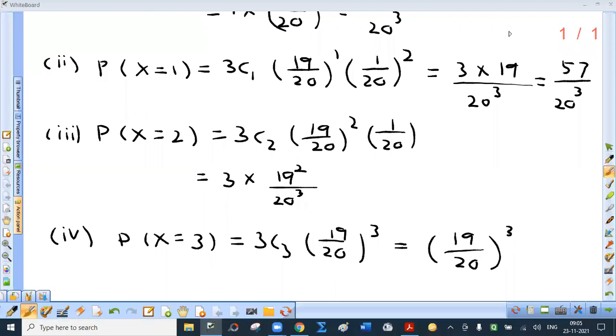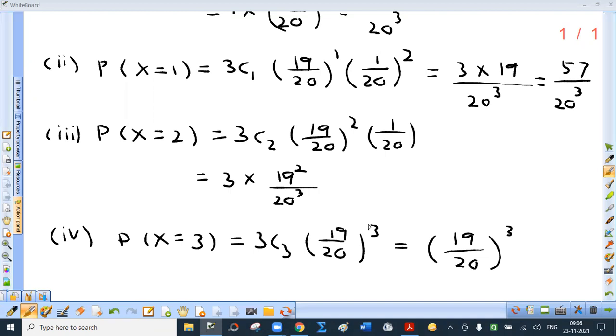Fourth part, probability that all the 3 floppy disks will work. So P of X equal to 3. So 3C3, which is 1, into 19 upon 20 raised to 3. I should have written into 1 upon 20 raised to 0, but that is 1. So final answer is cube of 19 upon 20. Okay. Now, sum number 10.